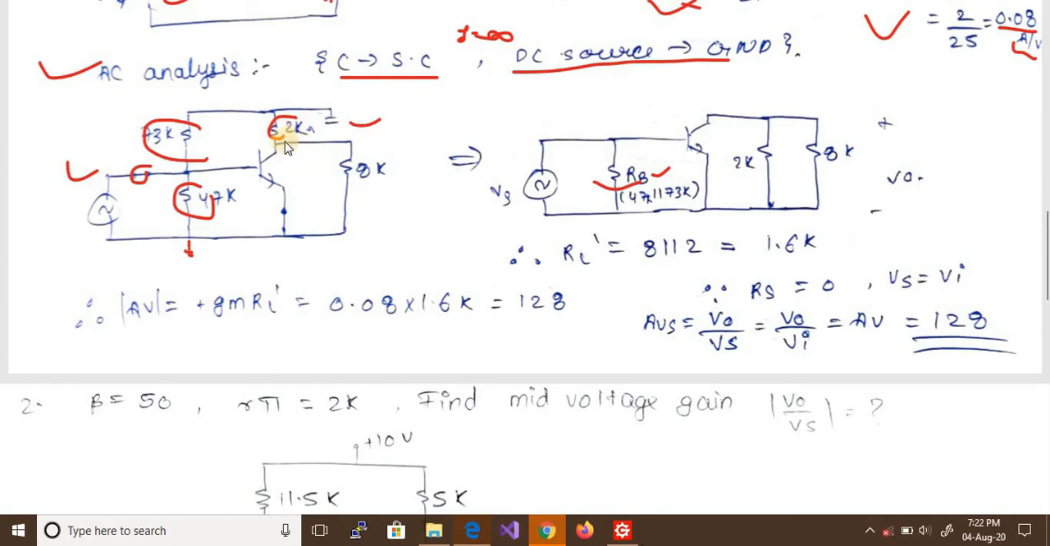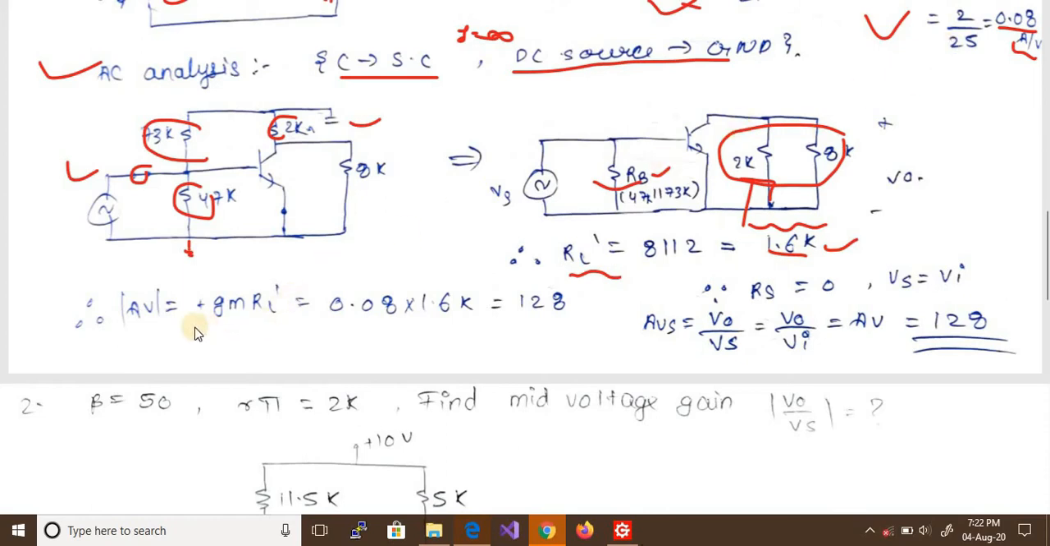And this RC resistance, which is connected from collector to ground, is parallel with this 8 kilo ohm, that is the load. Here also you can see both resistors, one end is connected to collector and another end is connected to ground. So at the load side you are going to say 2k parallel with 8k, and this is only our RL dash. So we are concerned with this side only, and our RL dash will be 8 parallel 2k, it will be 1.6k. So you got RL dash as 1.6k, you know gm.